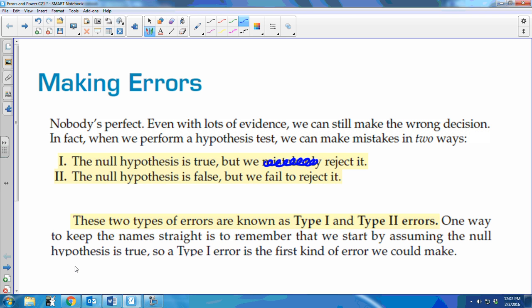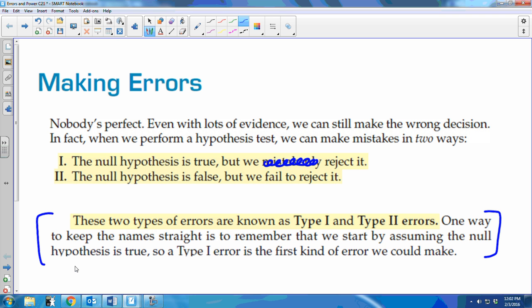All right? And we'll get into more tomorrow about some probabilities that go along with these errors. So, this is the best the book can do about helping you memorize which one's which. I don't think it's very helpful, so I just got to memorize it. But it says one way to keep the name straight is to remember that we start by assuming the null hypothesis is true. So a type 1 error is the first kind of error you could make. That was not helpful to me. I'm not going to remember that. So if that's helpful to you, excellent.